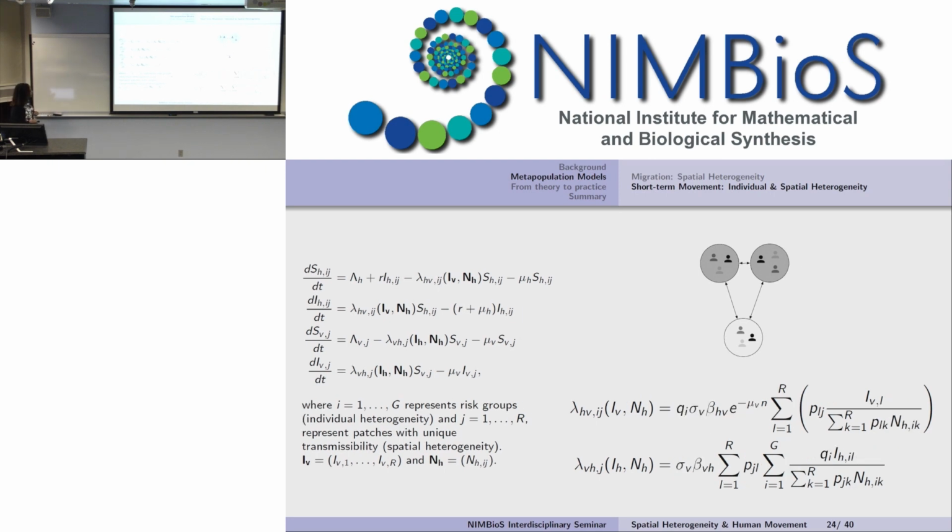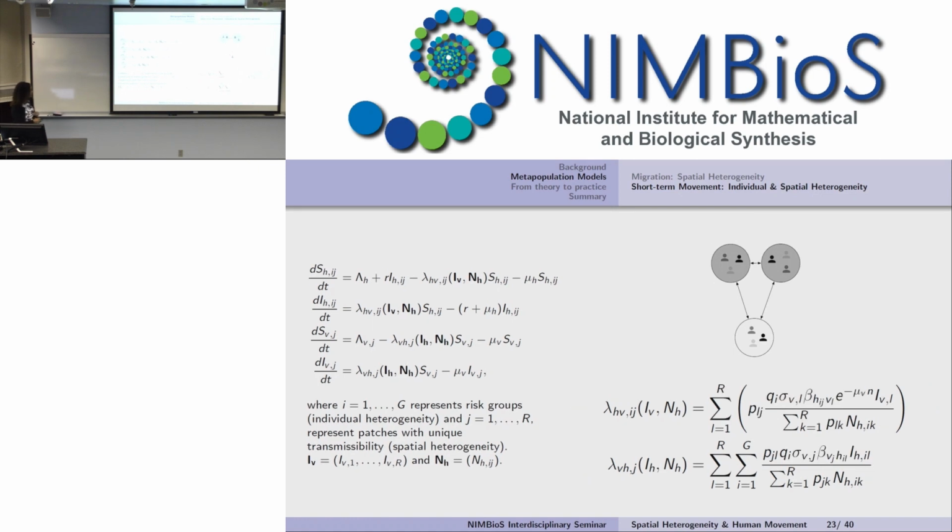We make some simplifying assumptions first of all. Here, the P's represent the proportion of time that is spent in other patches. The Q's represent individual infection risk. Sigma is the biting rate, and betas are the probability of transmission. This exponential term is related to the probability that a mosquito survives the incubation period of the parasite.